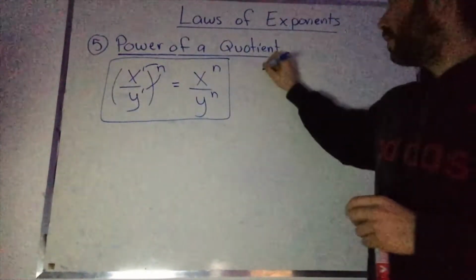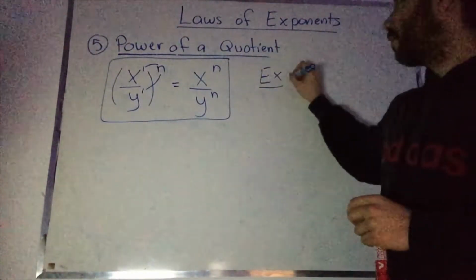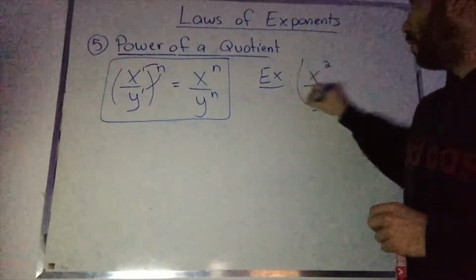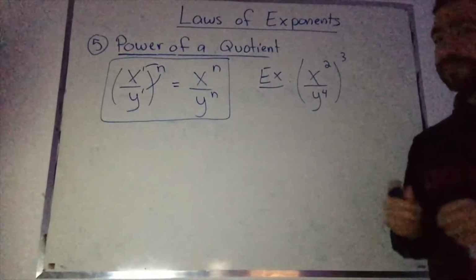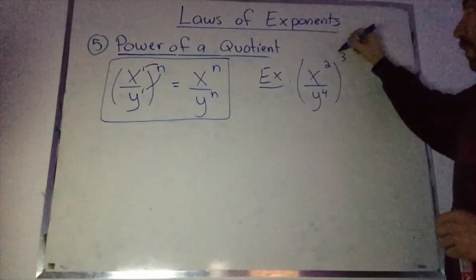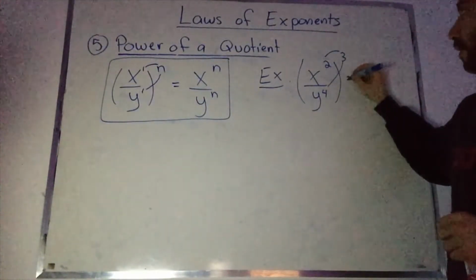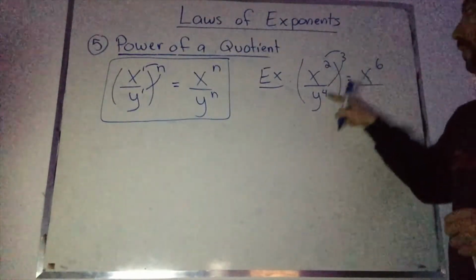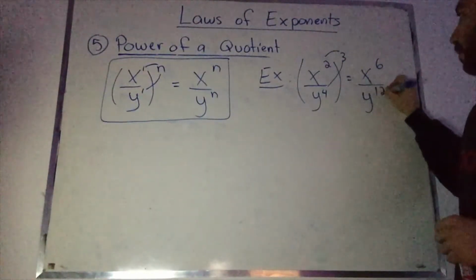So let's take a look at a quick example. What if we have x squared over y to the 4, all that to the 3? So what you have to do is multiply the 3 to everyone's exponent. This gives us x to the 6, 2 times 3 is 6, divided by 3 times 4, y to the 12.